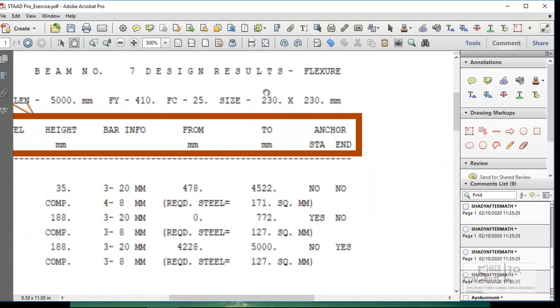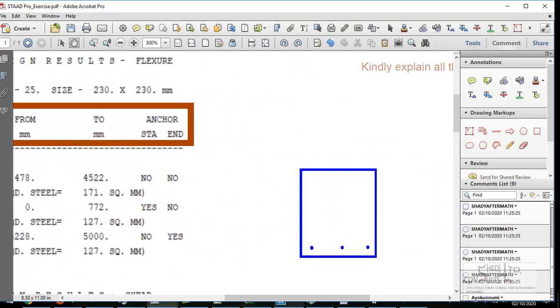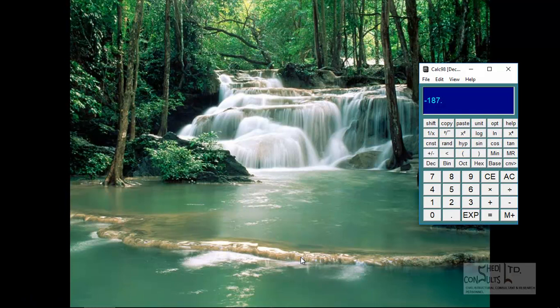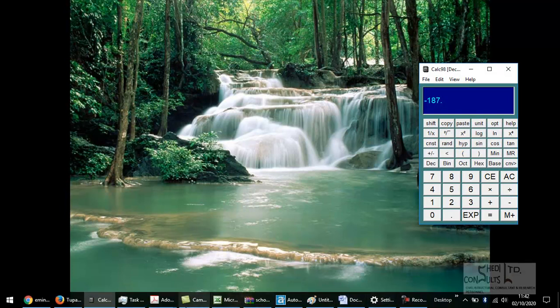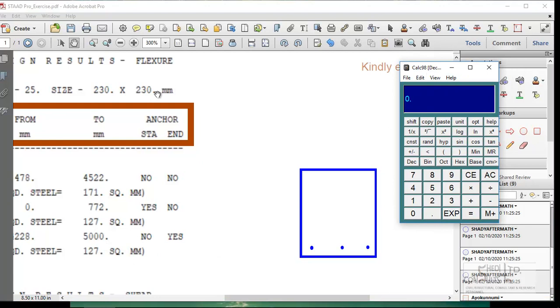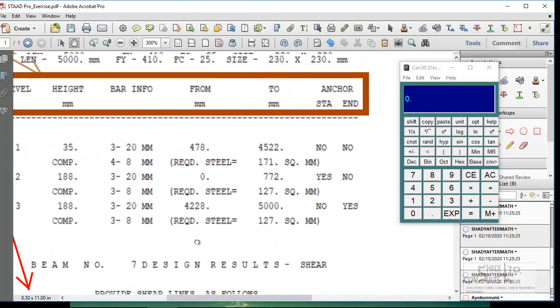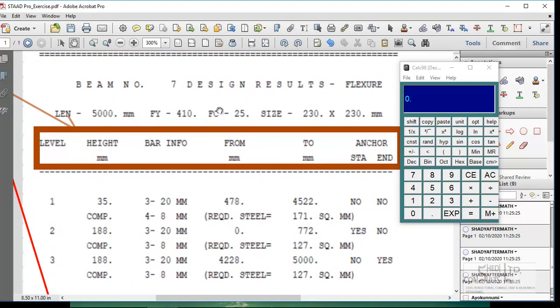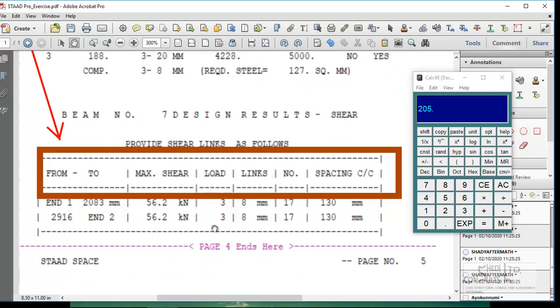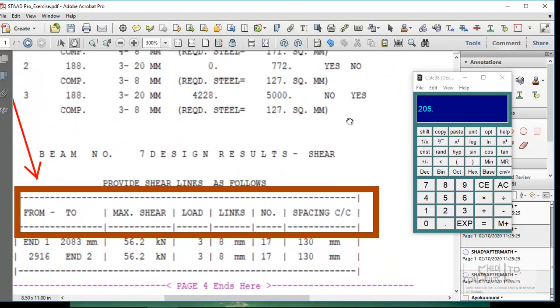If you look at it, I think your cross section is 230 by 230 millimeters. Let's do some calculation. Your cross section is 230 by 230 millimeters. The cover, this is a reinforced concrete section based on your fire resistance. I believe your cover is 25 millimeters. If you subtract 25 from 230, you have 205. Your links are 8 millimeters. If you subtract 8 millimeters from 205, you have 197.